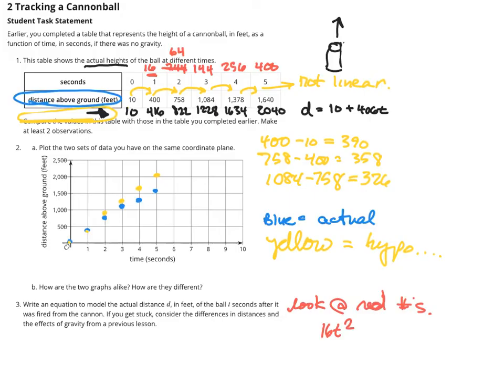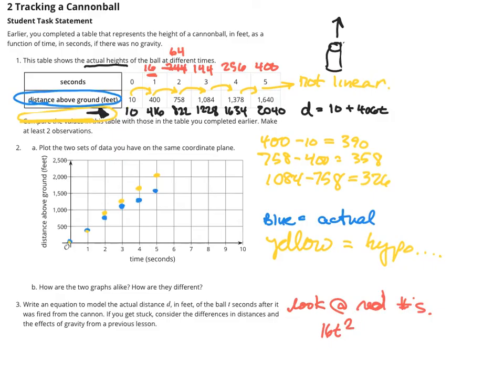How to get to the actual, the 400. We know that 416 minus 400 is 16. 822 minus 758 is 64. These are all the differences here. We just did some subtraction up there. But when we're trying to find the equation, we have a little more work to do. But 16t squared is definitely a part of the equation.